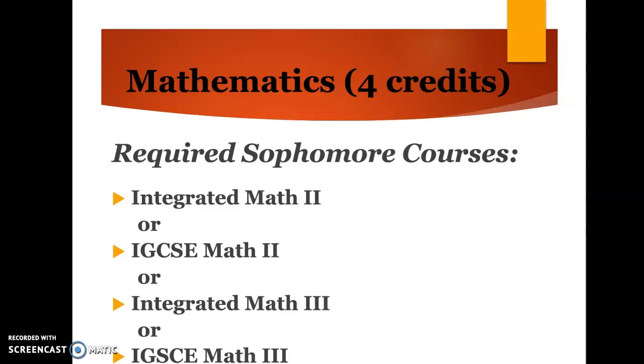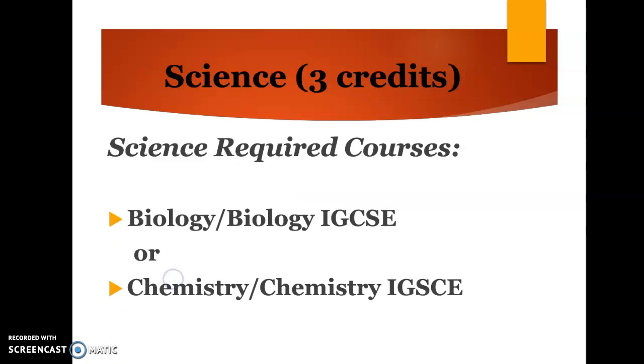As a sophomore, your mathematics required course would either be Integrated Math 2 or IGSE Math 2. If you had chosen a higher level math as a 9th grader, then you would be selecting Integrated Math 3 or IGSE Math 3 as a sophomore.